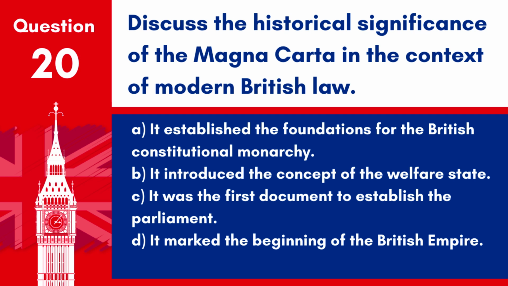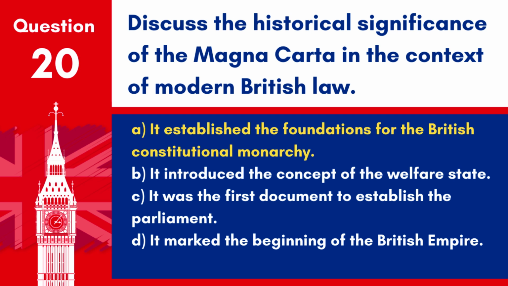Question 20. Discuss the historical significance of the Magna Carta in the context of modern British law. A. It established the foundations for the British constitutional monarchy. B. It introduced the concept of the welfare state. C. It was the first document to establish the Parliament. D. It marked the beginning of the British Empire.